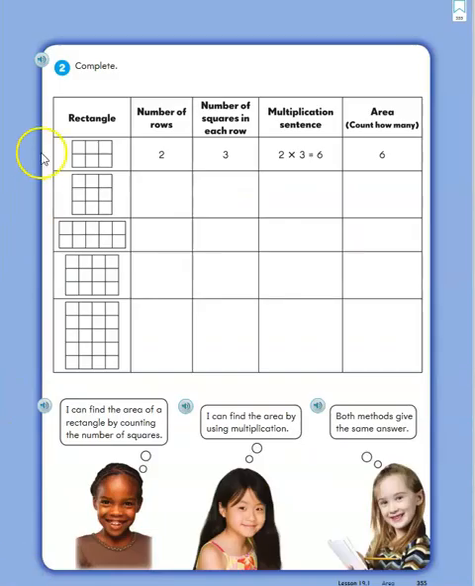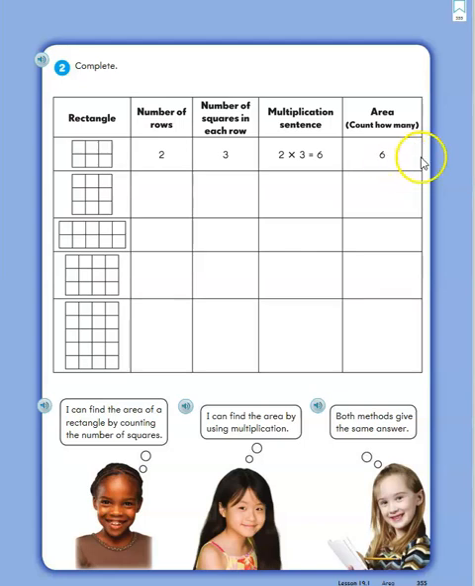Okay, we're going to do one more page, and I love this page because it shows us how we can use arrays to find area. So if we have a shape that's like this, and we know how many squares are on the side and how many squares are on the top, then we can easily multiply to find the area of the shape. So in this case, we know there are 2 rows, right? That's 1, 2 rows, and there are 3 squares in each row. So 2 rows, 3 squares in each row. Our multiplication sentence, just like when we did arrays, would be 2 times 3 equals 6.